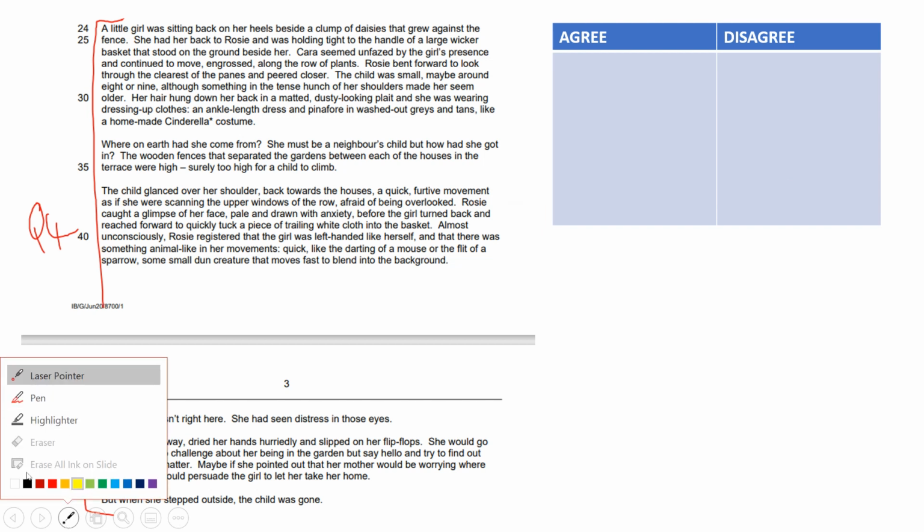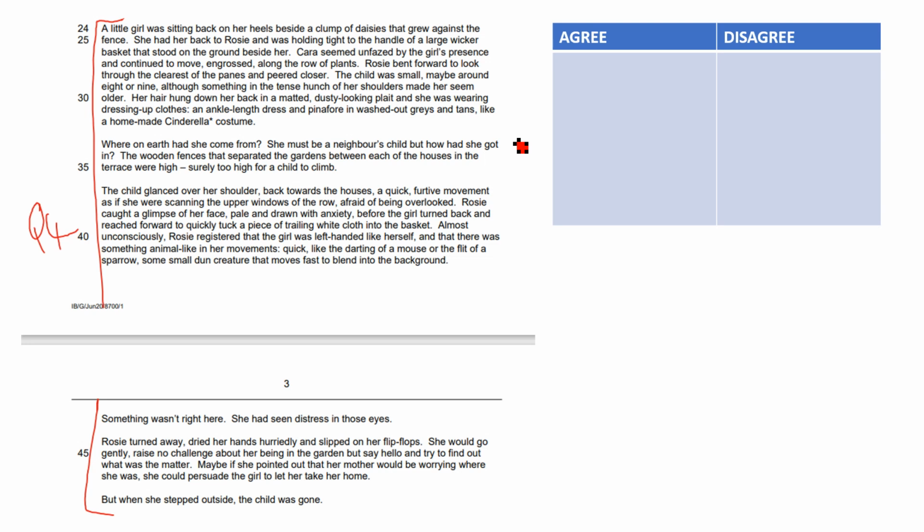So I personally think it's quite challenging to disagree with this statement. So I will probably pick 4 reasons for agree. I'm just going to pick a different colour, just for the sake of the fact that there's already some red pen on the screen. I'm going to pick green. I'm going to talk about this idea of a homemade Cinderella costume. It almost seems like a fairy tale, and therefore, quite like a fantasy and imaginary. I also quite like this idea about a quick furtive movement. If something is furtive, it means it's quite unnatural, and it just seemed a bit strange.